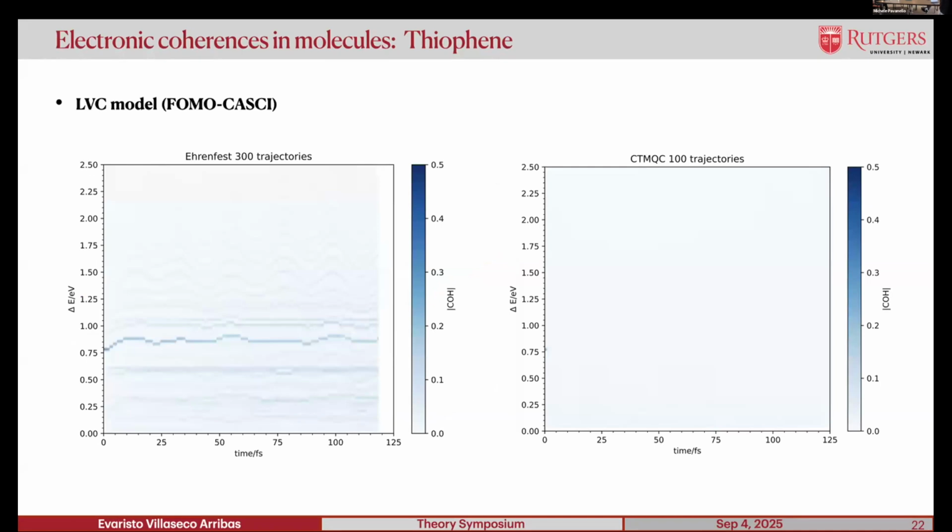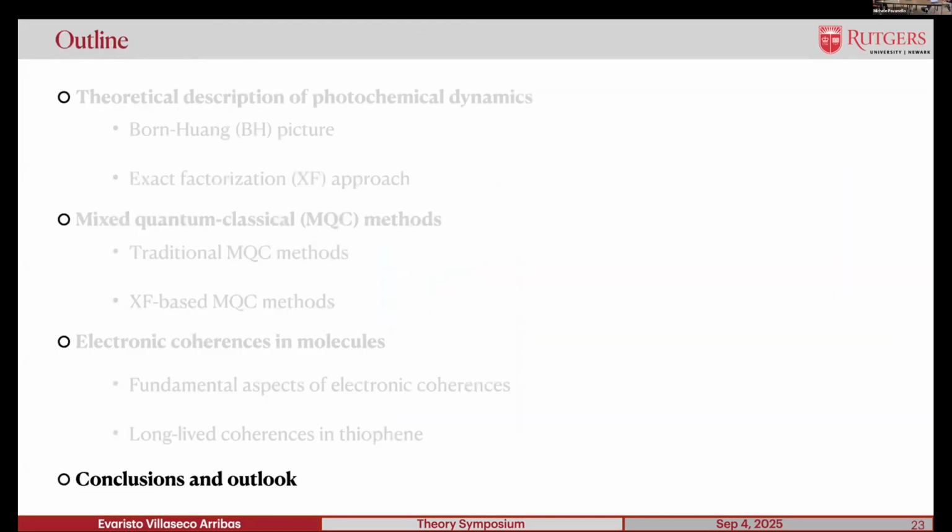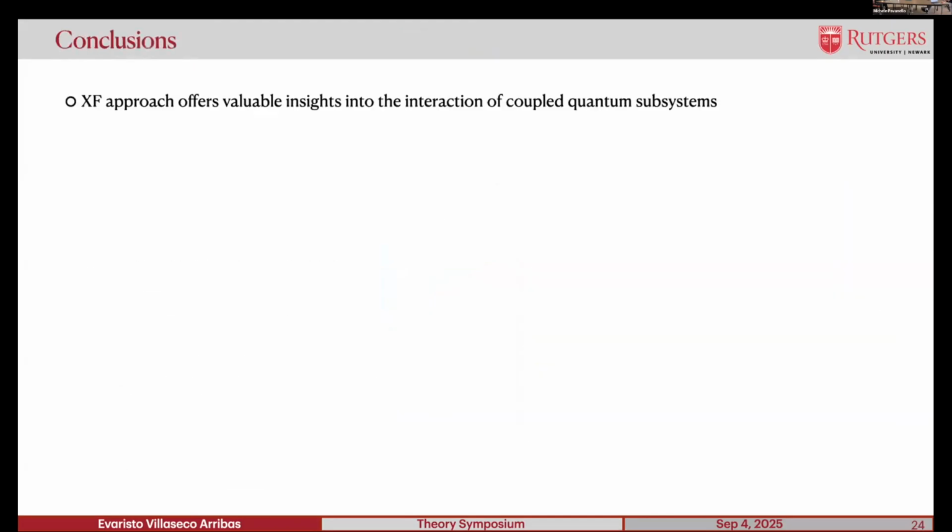So we tried this on a linear vibronic coupling model of thiophene, but it turns out that if we look at the coherence with Ehrenfest, okay, everything remains coherent, but with CTMQC, we see super fast decoherence. So I don't trust the surfaces much, I think they are not parallel, although they should be. And we are also testing a different model of benzene, which again is not working.